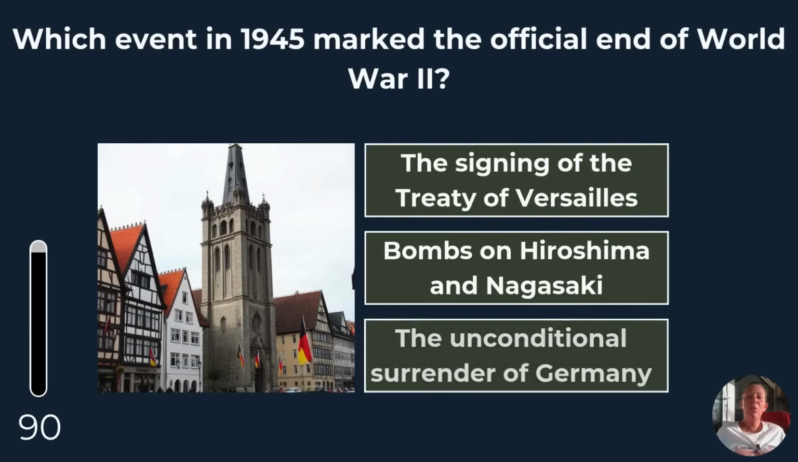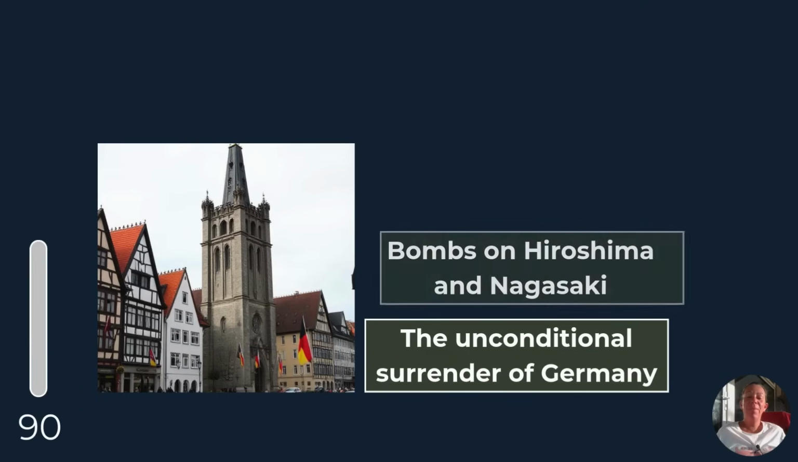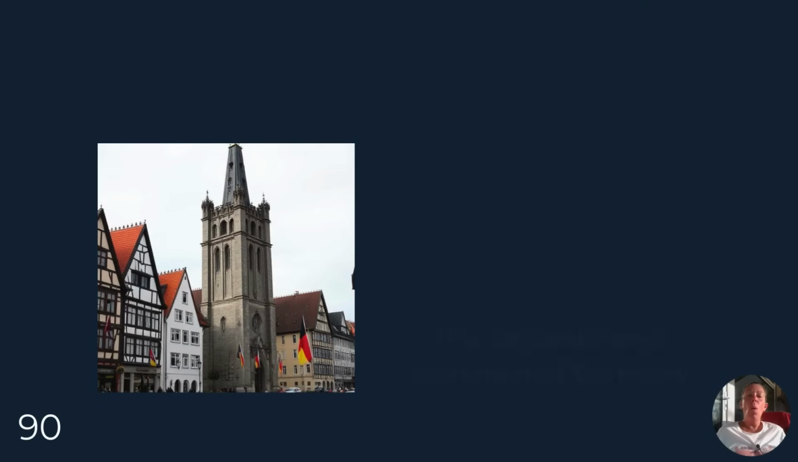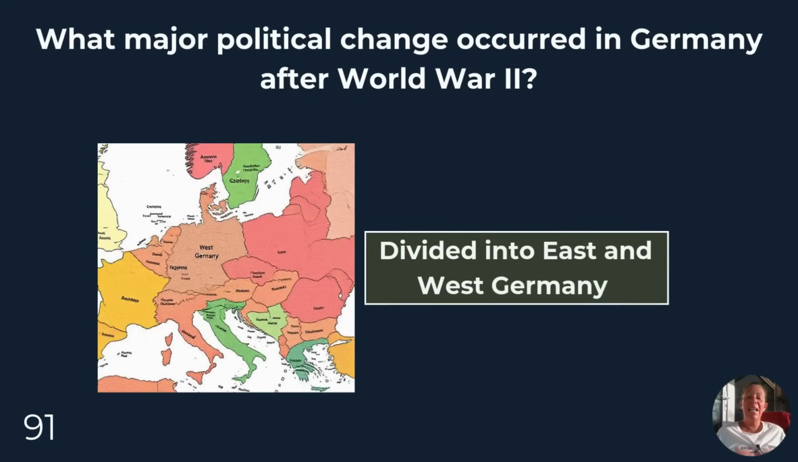Which event in 1945 marked the official end of World War II? The signing of the Treaty of Versailles, bombs on Hiroshima and Nagasaki, or the unconditional surrender of Germany? The unconditional surrender of Germany. What major political change occurred in Germany after World War II? The formation of the German Empire, divided into East and West Germany, or it became part of the Soviet Union? It was divided into East and West Germany.